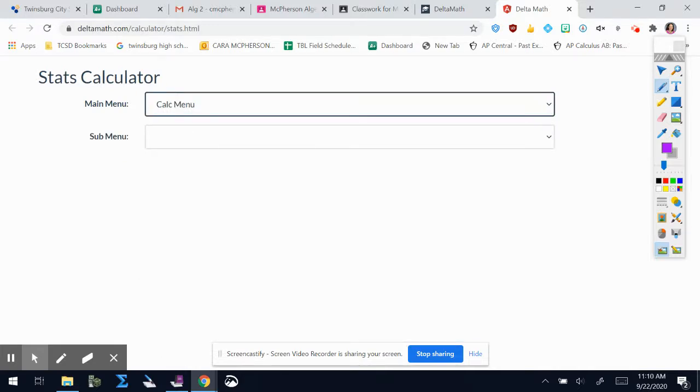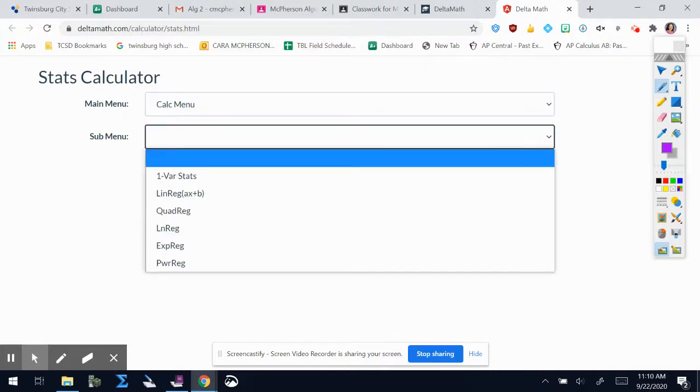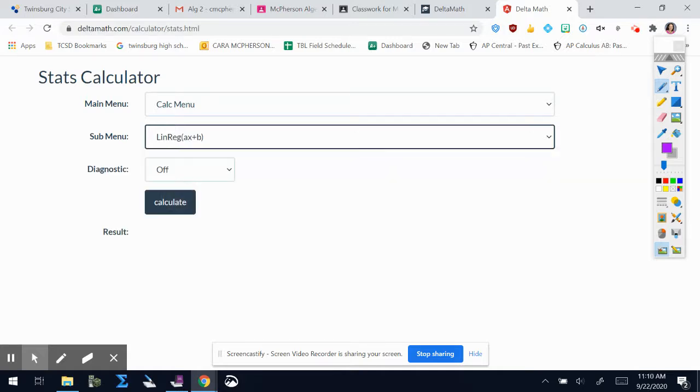And it gives you a sub-menu. You want the one that says LINREG. It stands for linear regression. And next to it, it says AX plus B. What that's saying is your answer will be in terms of writing it as a line, Y equals AX plus B, or like slope-intercept form. So you're going to click that LINREG.